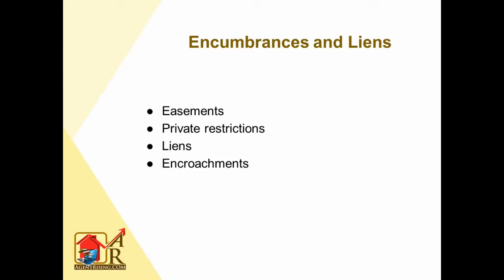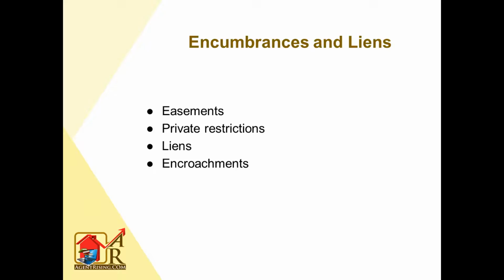Okay, so let's talk about encumbrances and liens. Our first stop is easement. An easement is a right to use the land of another for a specific purpose, such as a right-of-way or utilities, and it is an incorporeal interest in the land, because it does not include a right of possession. So an easement could be a utility easement, it could be an easement that the town uses for something. There are a multitude of easements out there.